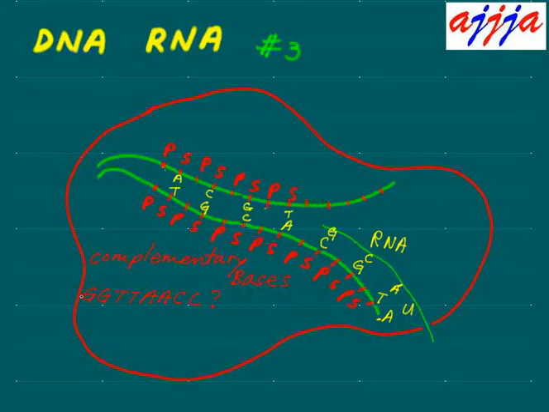Let's try this question right here. What is the complementary base sequence of this: GGTTAACC? We can copy this one. G, then C. Then C. What about T? That's right, A. What about A? T. What about C? That's a G. Wow, that's the complement in DNA.